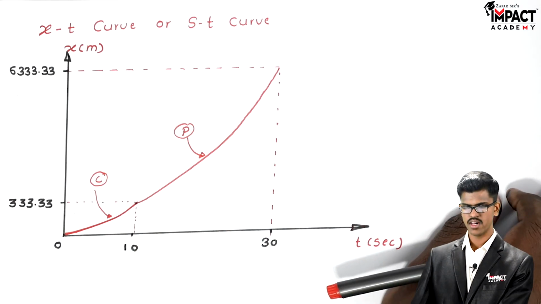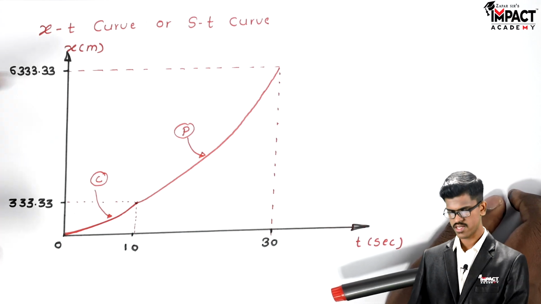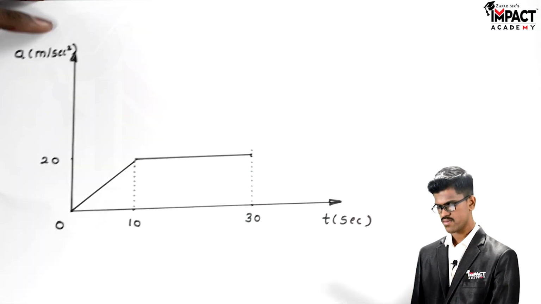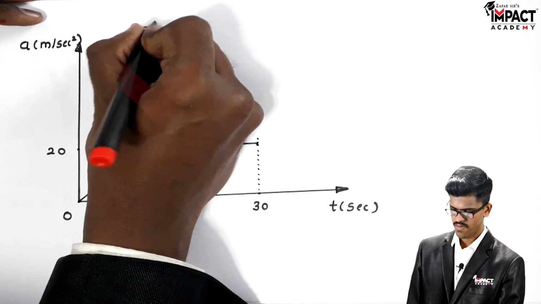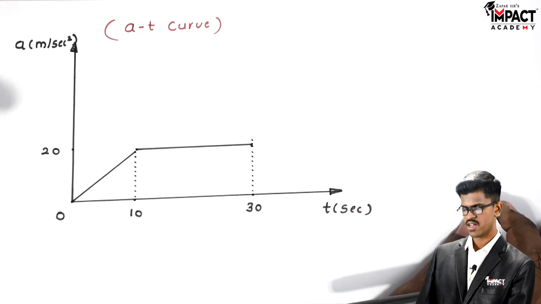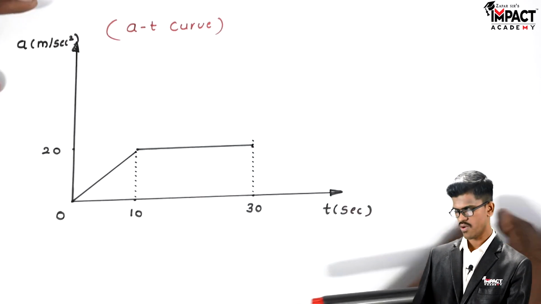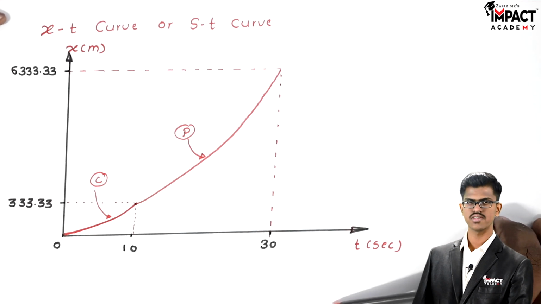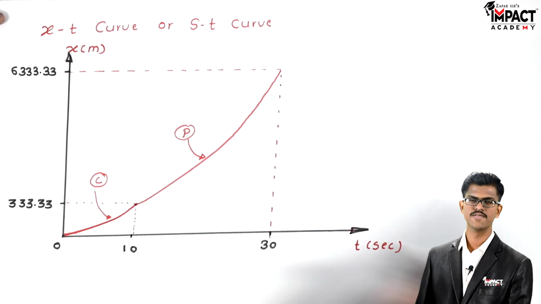So we get the final answer. This is the XT curve and this is our AT curve. Okay, we construct both curves, the AT curve and the XT curve. So this is our final answer.